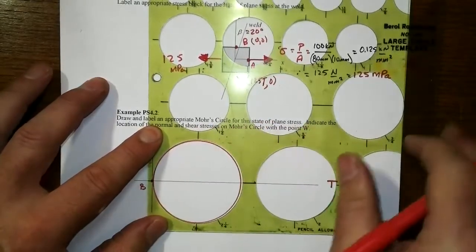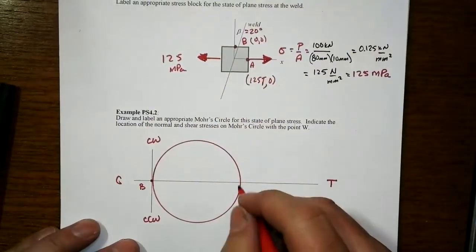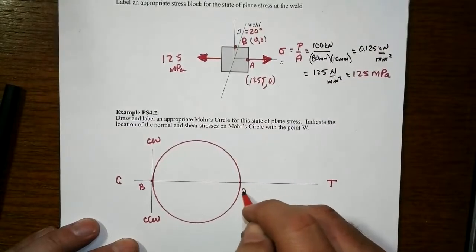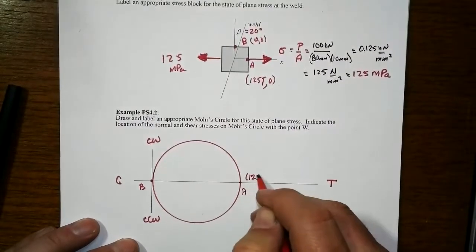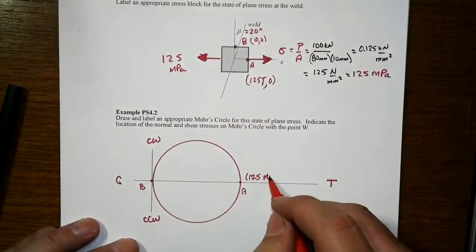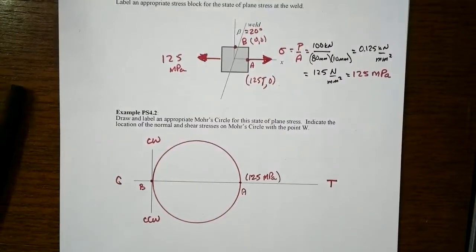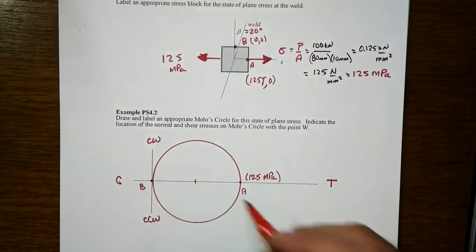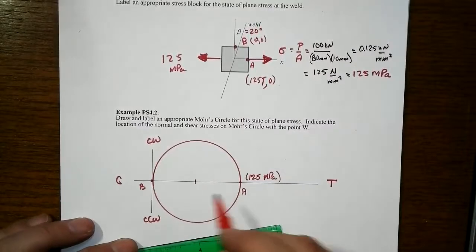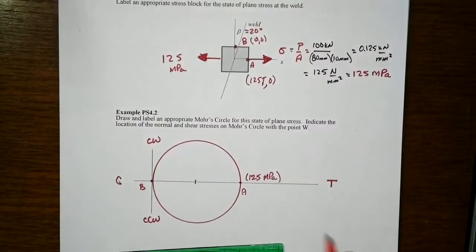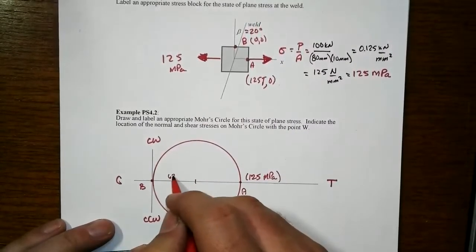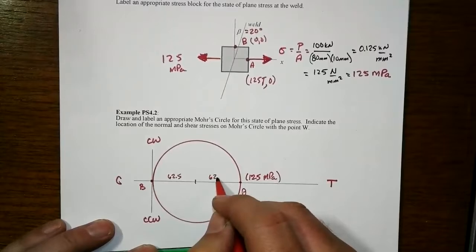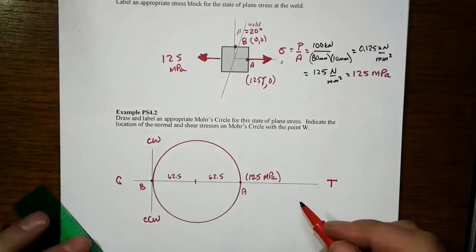Well, there's our circle. There's point A, out here at 125 megapascals. The center of this is at half of that, so 125 divided by 2 is 62.5, which will also be our radius here.